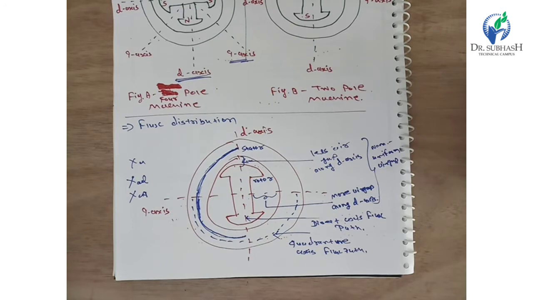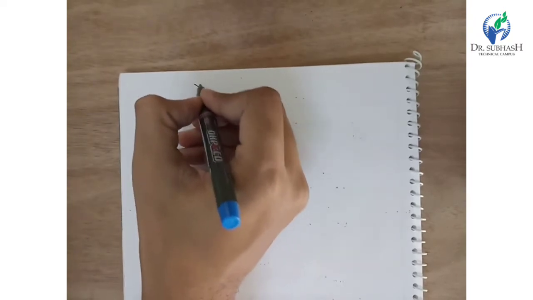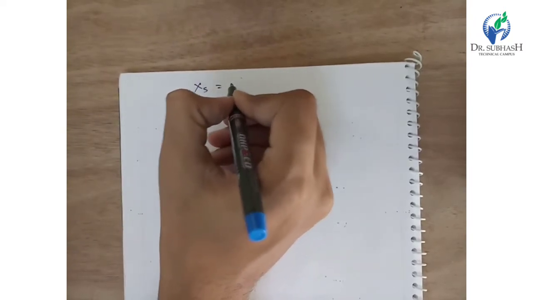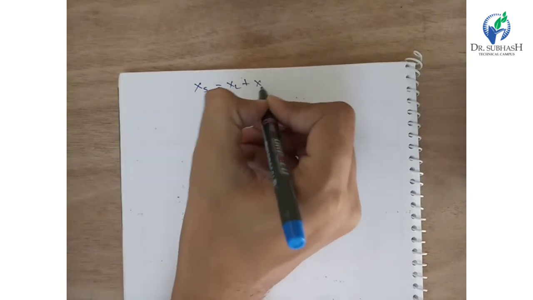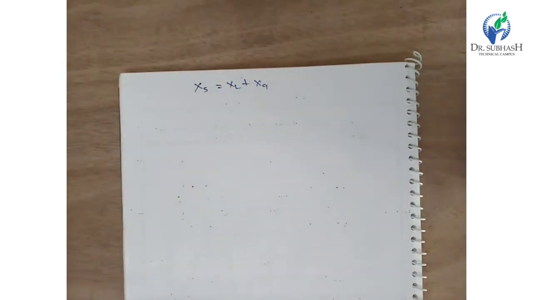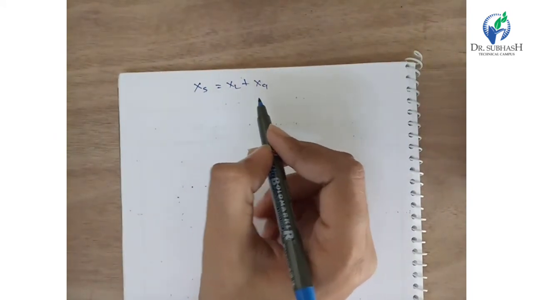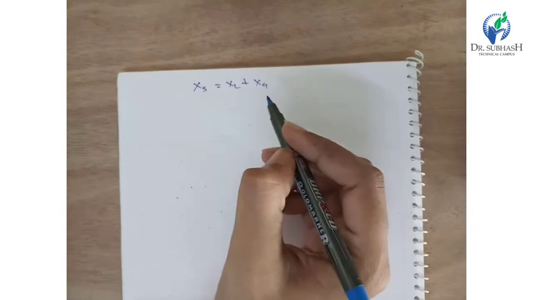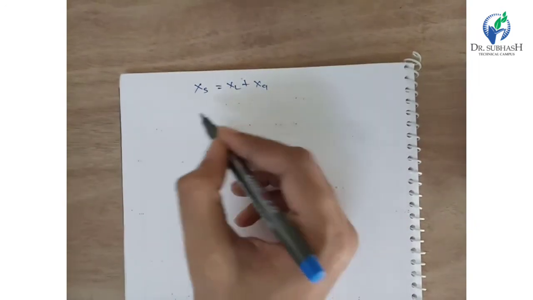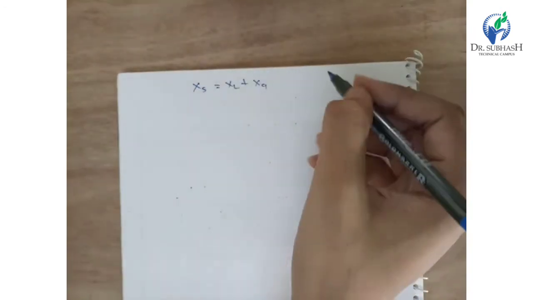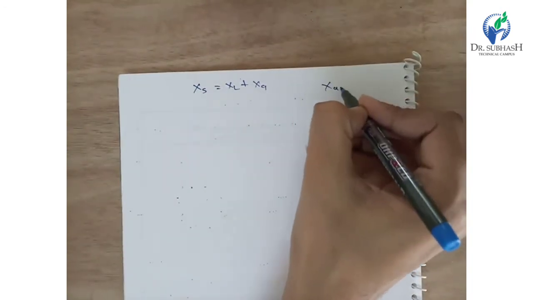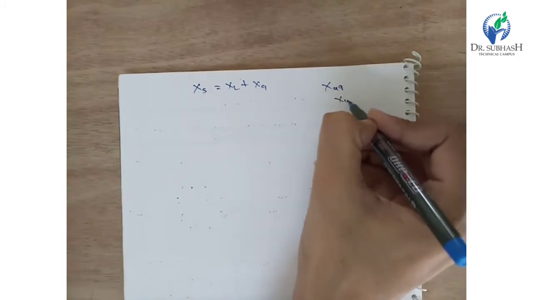For a non-salient pole type machine, we take the synchronous reactance Xs equal to Xa plus Xl. But for a salient pole type machine, the synchronous reactance is resolved into two components, the quadrature axis and direct axis, Xad and Xaq, as in the previous discussion.